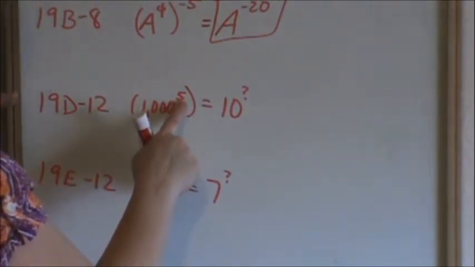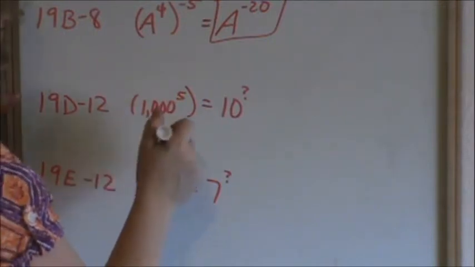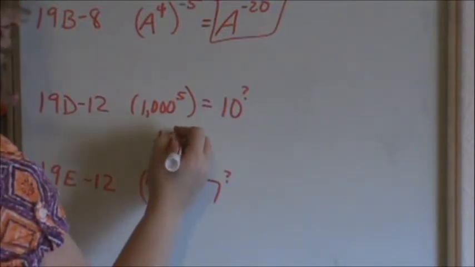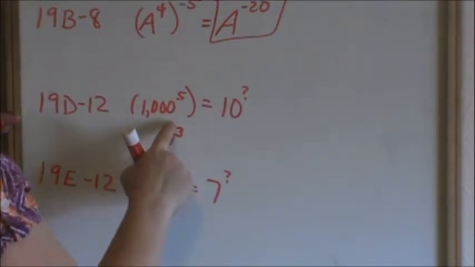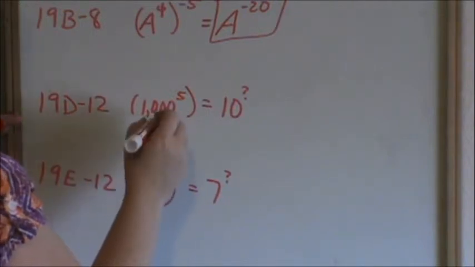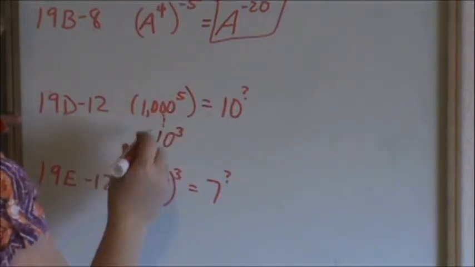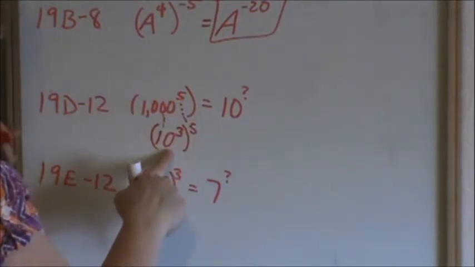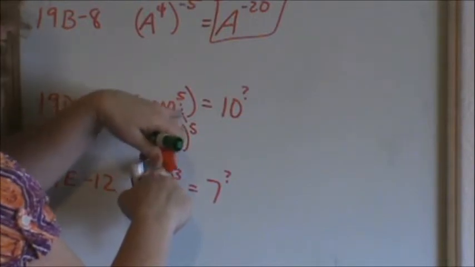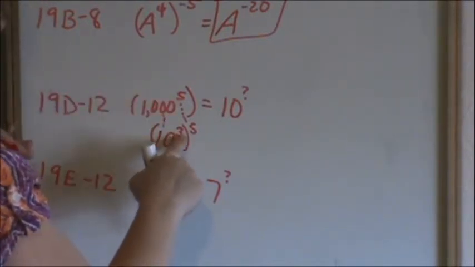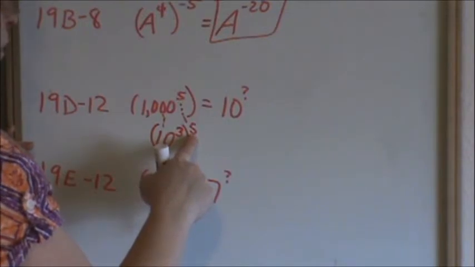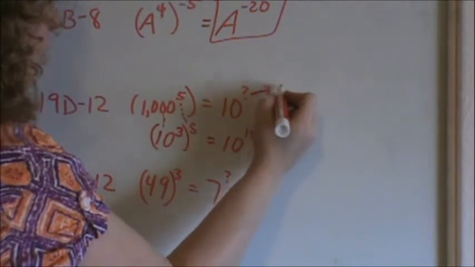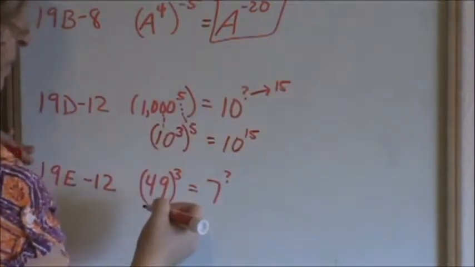Okay, ignore the 5 for a minute. Just look at the number 1,000. 1,000 equals 10 to the what? Okay, 10 cubed. Everyone agrees that 10 cubed equals 1,000. So that 1,000 is your 10 cubed. Now we need to put the 5 back in. The 10 cubed is the 1,000, and then there's our 5. So we have an exponent raised to an exponent, so therefore we multiply the numbers together, and that would be 10 to the 15th. So your question mark is 15.